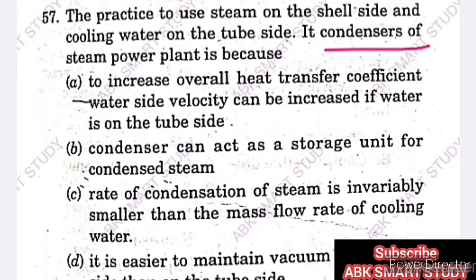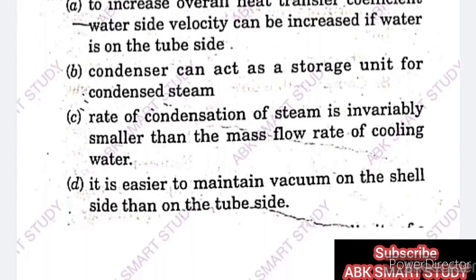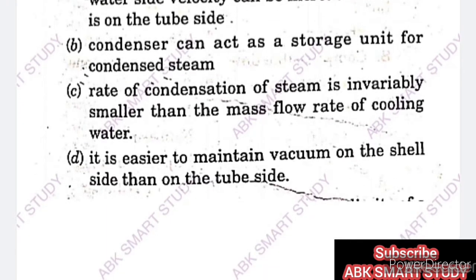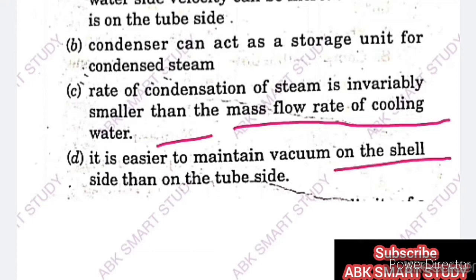So your options are: option A, to increase the overall heat transfer coefficient, water side velocity can be increased if water is on the tube side. Option B, condensation can act as a storage unit for condensed steam. Option C, rate of condensation of steam is invariably smaller than the mass flow rate of cooling water. And option D, it is easier to maintain vacuum on the shell side than the tube side.